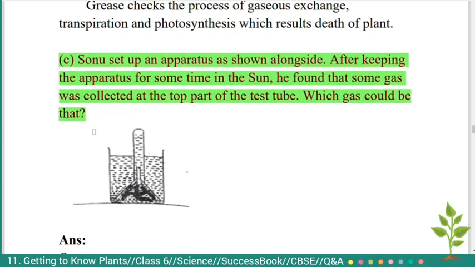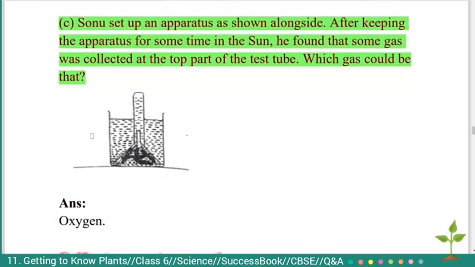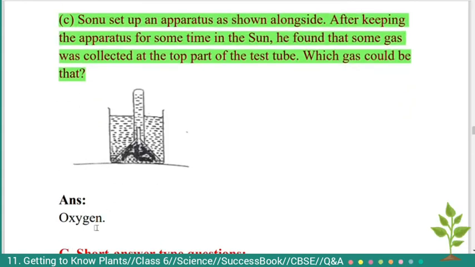Question C. Sonu set up an apparatus as shown alongside. After keeping the apparatus for some time in the sun, he found that some gas was collected at the top part of the test tube. Which gas could be that? Here the correct answer is oxygen. Oxygen is collected at the top part of the test tube.